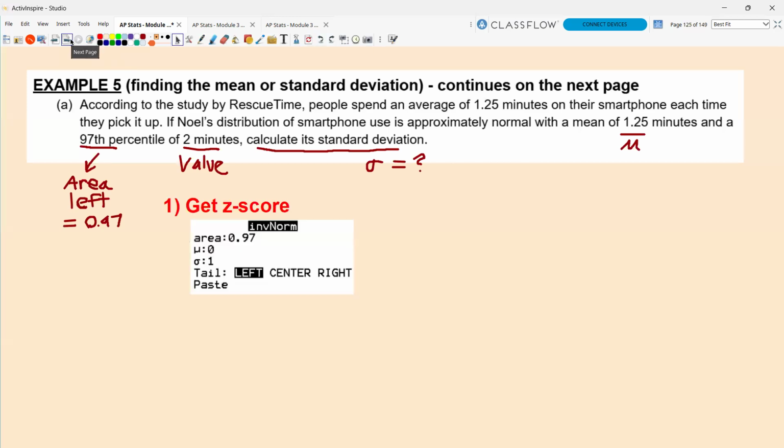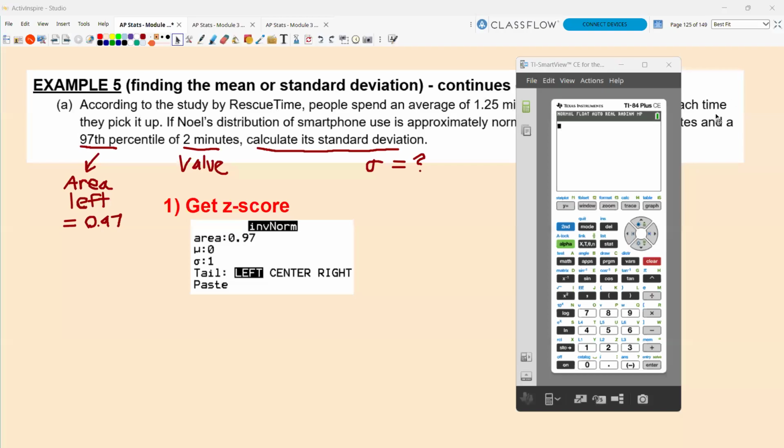So in this case, we want to get the z-score. So when we're trying to get a mean or standard deviation, we're going to have to settle for getting the z-score first. Now remember that the standard normal distribution has a mean of 0 and a standard deviation of 1. So to get the z-score without using table A, you're going to go into inverse norm. You're going to put your percentile or the area to the left, but you're going to leave the mean at 0 and the standard deviation as 1 and keep that tail going to the left.